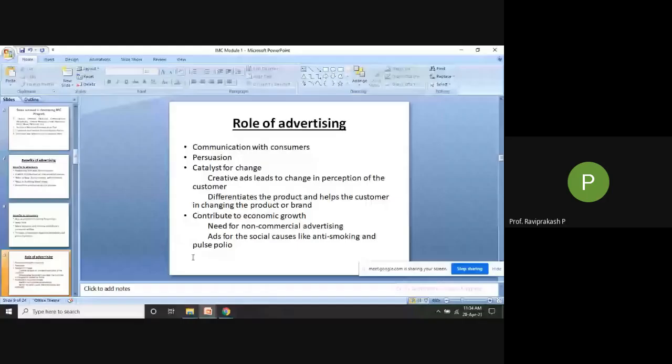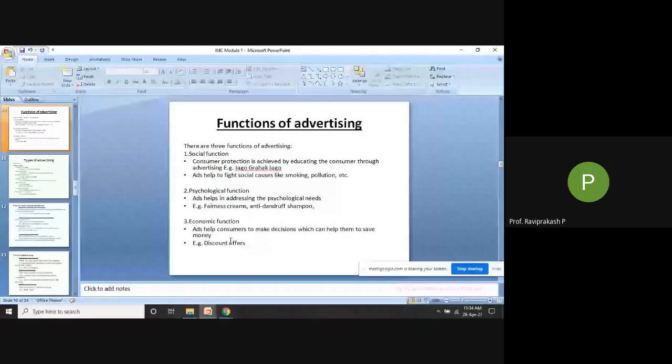Next is advertising. So what are the functions? There are 3 kinds of functions. One is social function. Consumer protection is achieved by educating the consumer through advertisement, like Jago Grahak Jago. Okay, so these things are there.